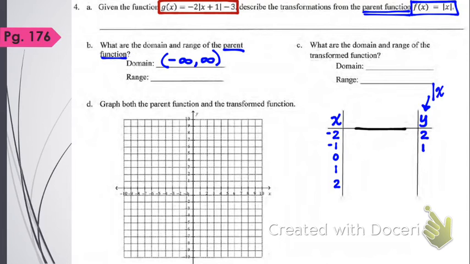So the distance from 0: 2, 1, 0, 1, and 2. What's this going to look like when I graph it? A V. Let's go plot those points. -2, 2, -1, 1, 0, 0, 1, 1, and 2, 2.